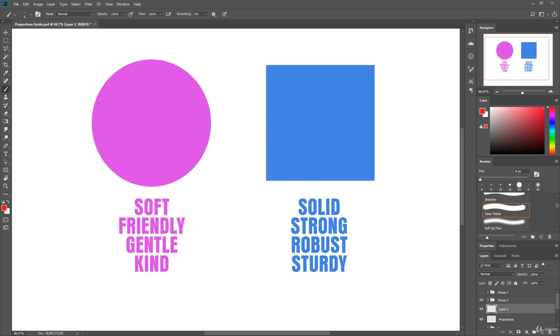Conversely, squares give off the impression of solidity and strength. They're robust, they're sturdy, they don't look like they can move easily or roll around. And so understanding this basic shape theory leads into how we can understand how to draw our lines in a way that gives the aesthetic of femininity or masculinity.